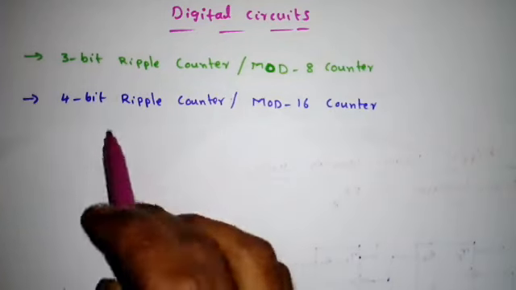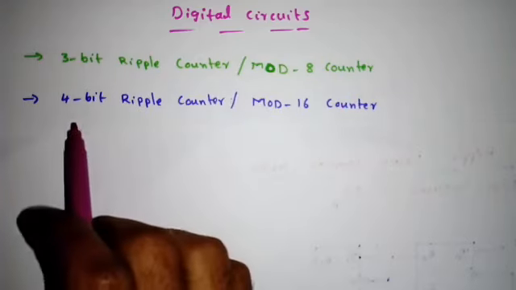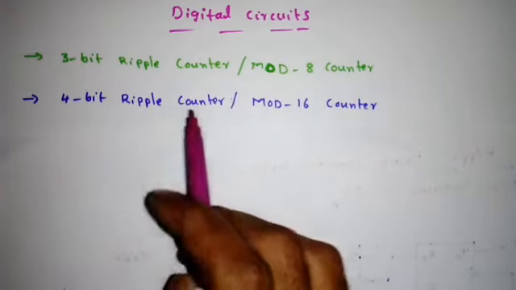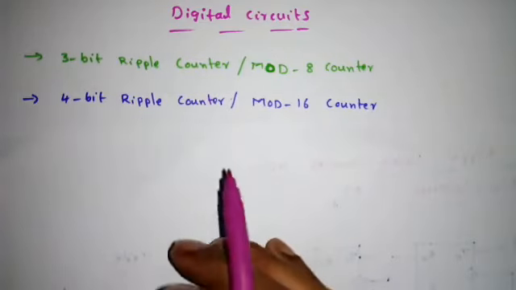In this lecture, we will discuss how to design a 3-bit ripple counter or mod 8 ripple counter, and also we will see a 4-bit ripple counter or mod 16 ripple counter. So, or simply we can say asynchronous counters.